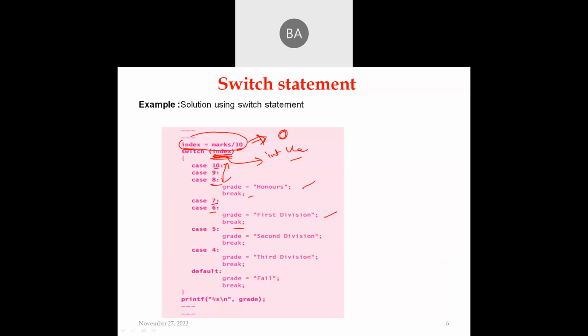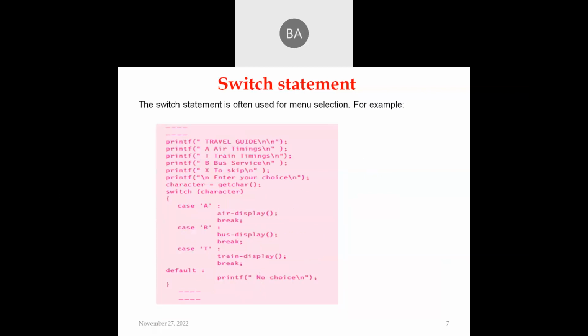Fine. For 8, 9, 10, for all these three cases you are executing the same block of statements. This is how you can write it. For the case labels 7 and 6, for these two case labels, you are executing this particular block, grade equal to first division, and then break. This is how you can write the block of statements for a particular case label, or more than one case label also. If it is not matching any case label, then the default case label sets grade equal to fail, and then we print the grade and come out. So this is the solution using the switch statement.